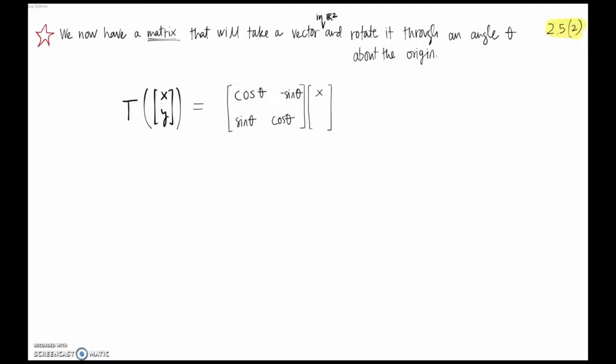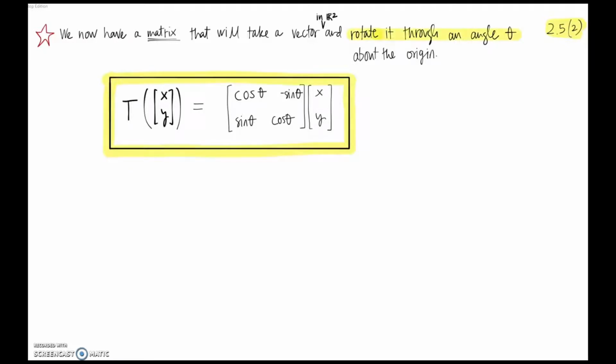If we take that matrix and multiply it by x, y, we will get the coordinates of the new vector. So this is a matrix that will take any vector in R2 and rotate it through an angle theta. And this is called a matrix transformation. This is one example of a matrix transformation. We'll see a couple others in this section.